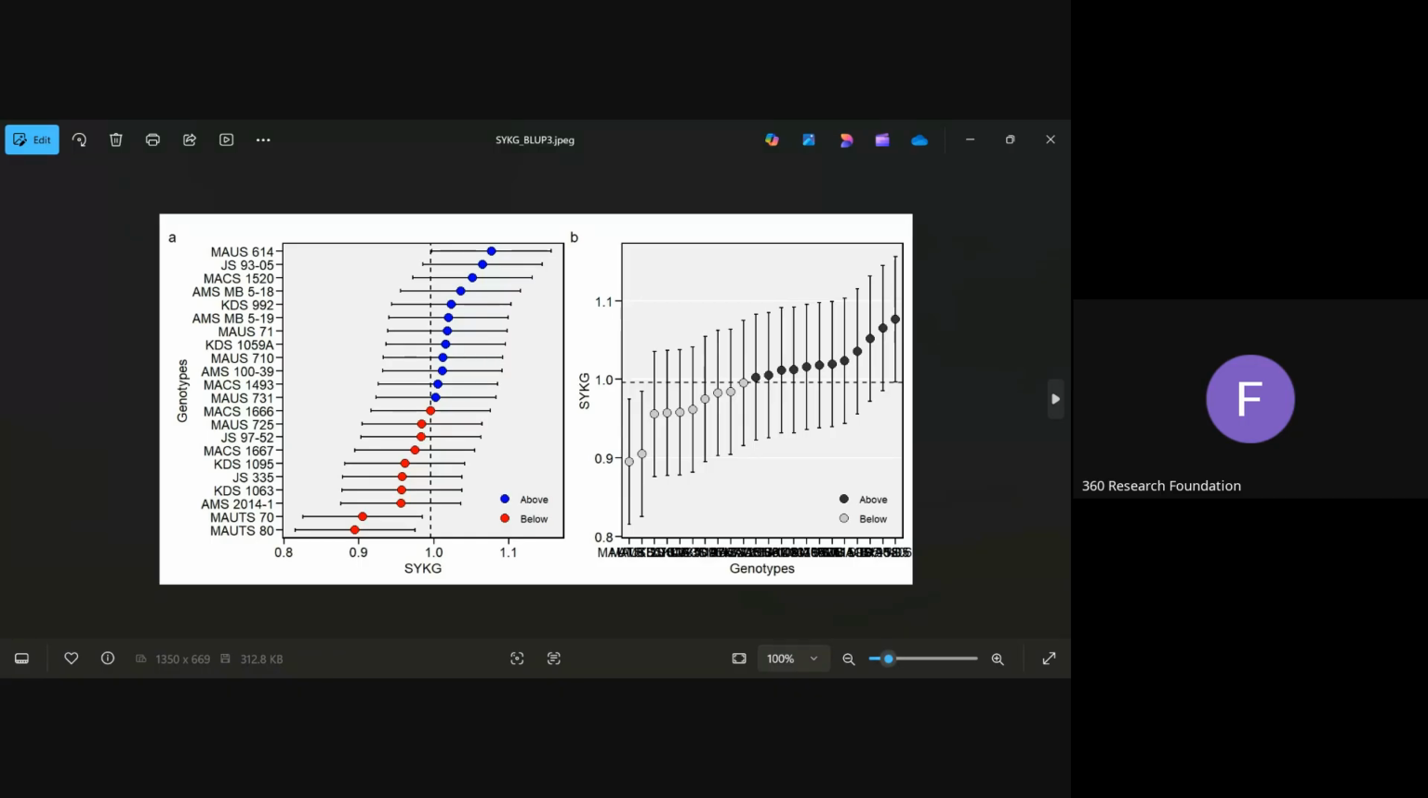Both graphs are the same. One is colorful and one is a reverse image, so don't worry about that. You can just take this colorful diagram.